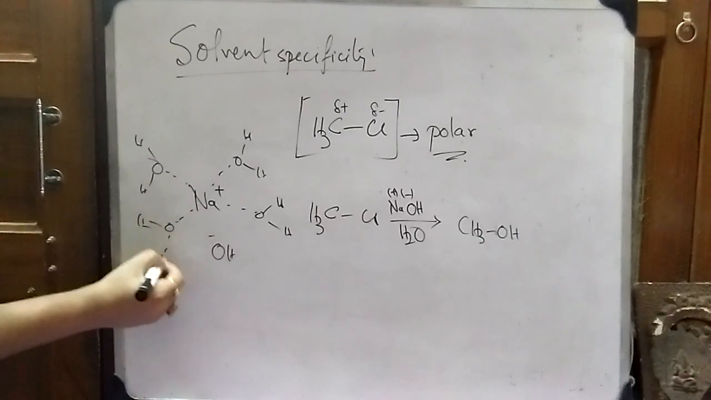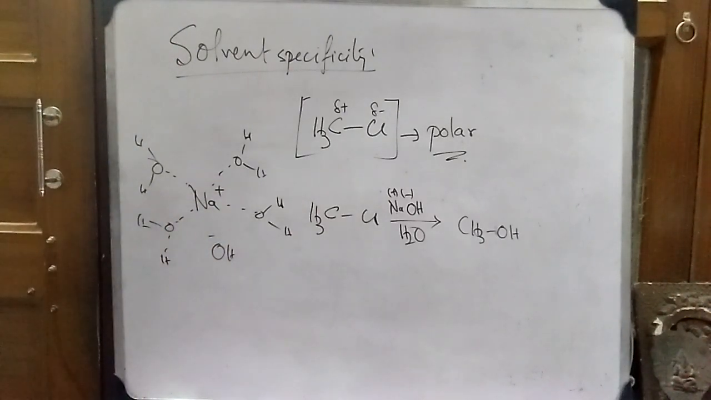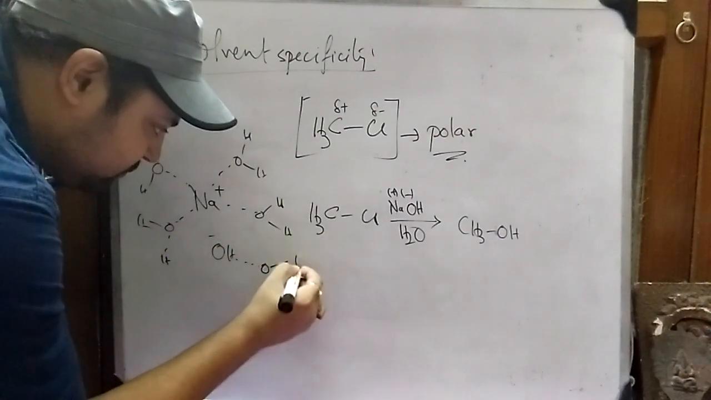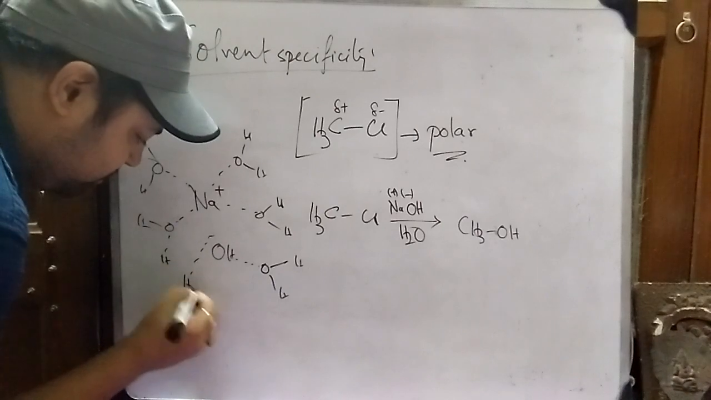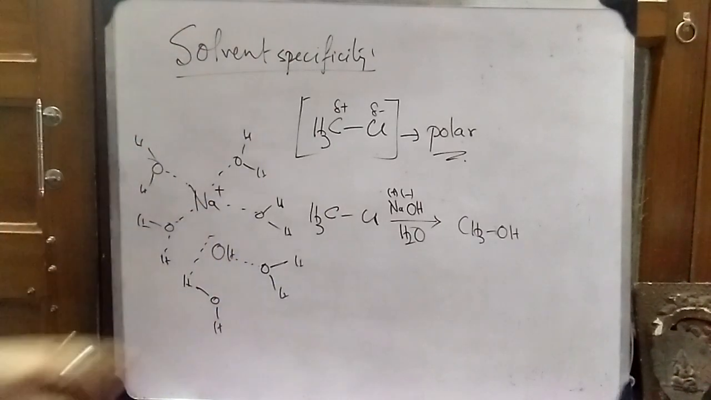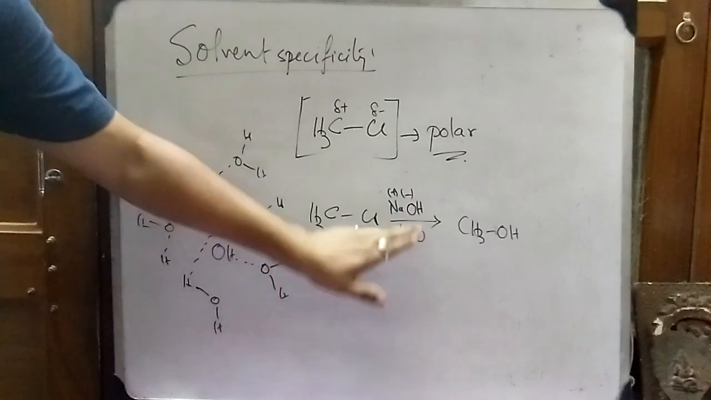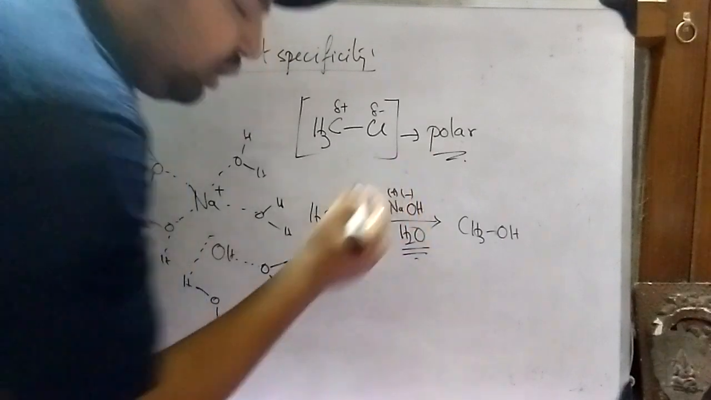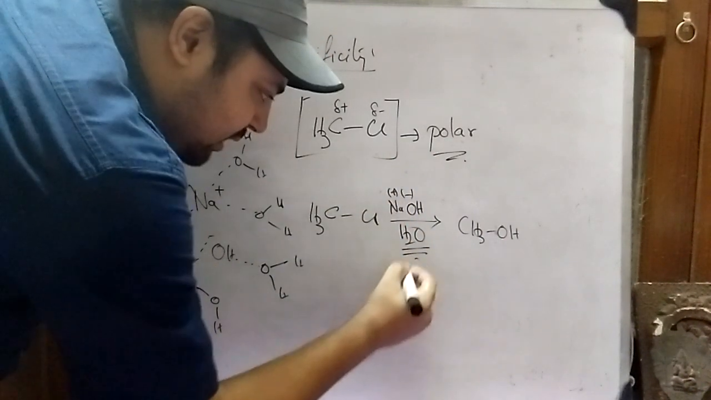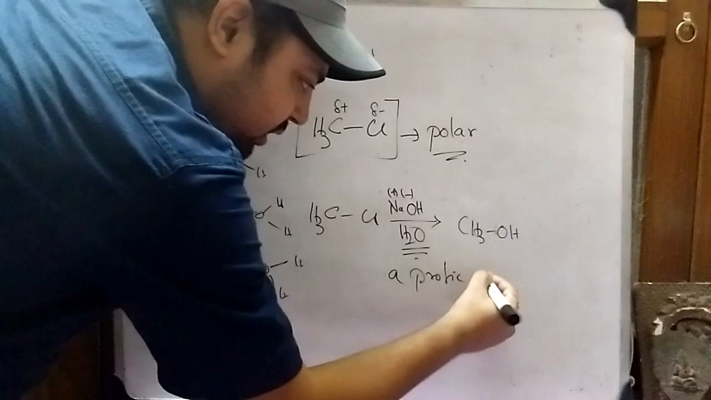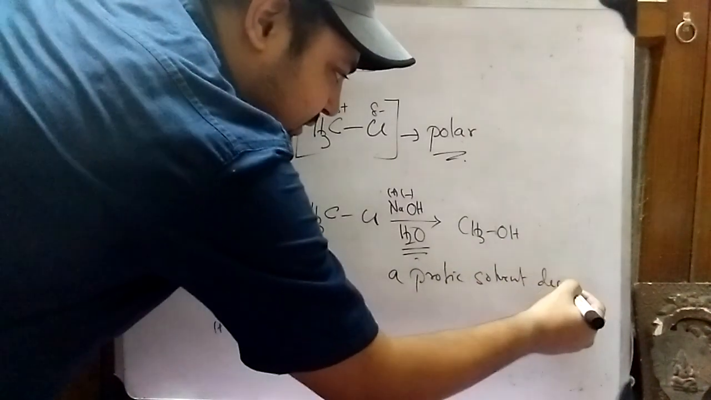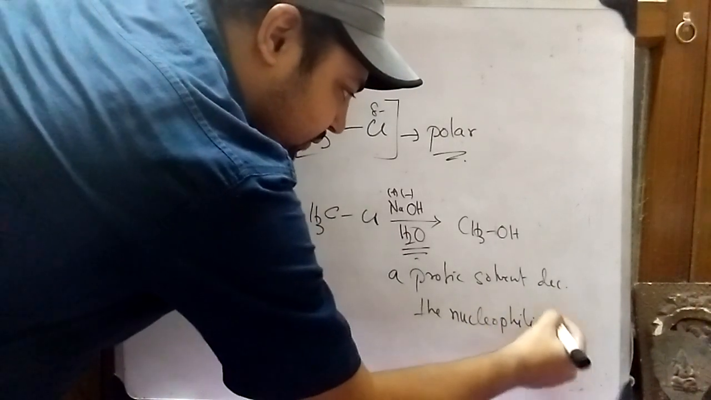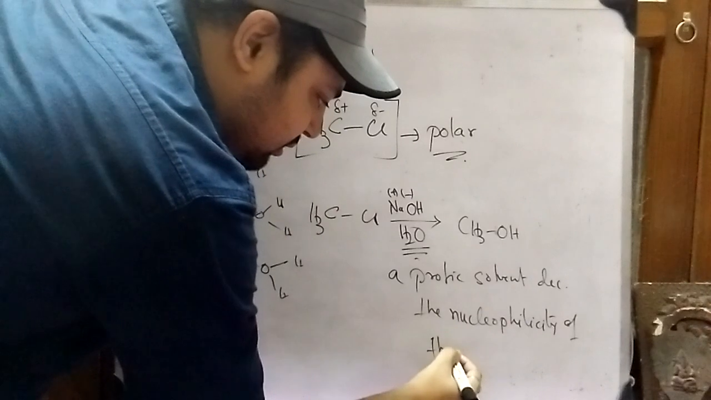Both Na plus and OH minus will be solvated by the water molecules, by the OH group. Here this lone pair will be attracted. So what is happening if I use a protic solvent? The nucleophilicity of the nucleophile decreases. A protic solvent decreases the nucleophilicity of the nucleophile.